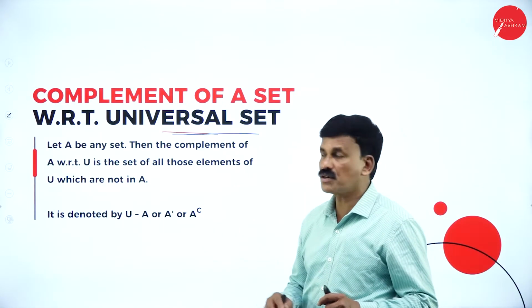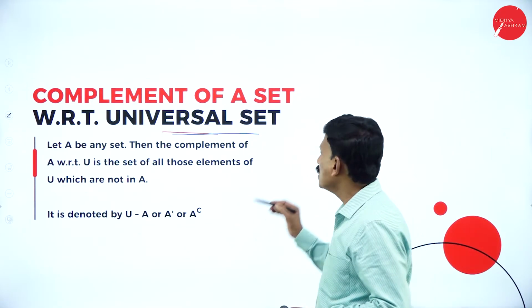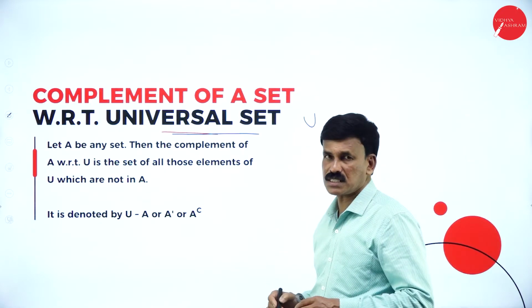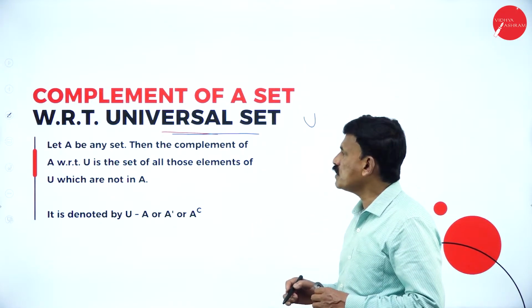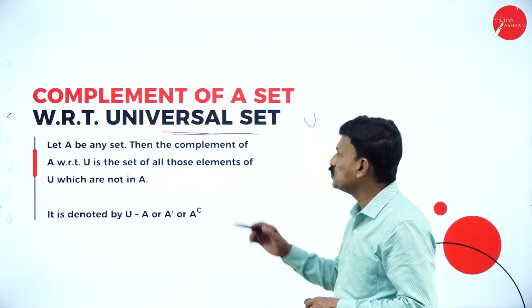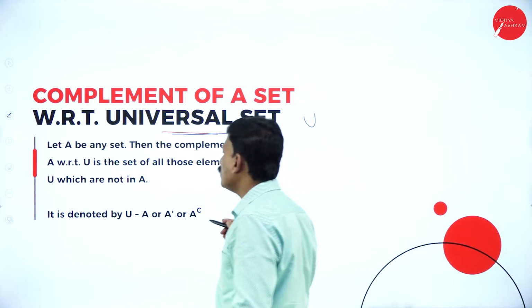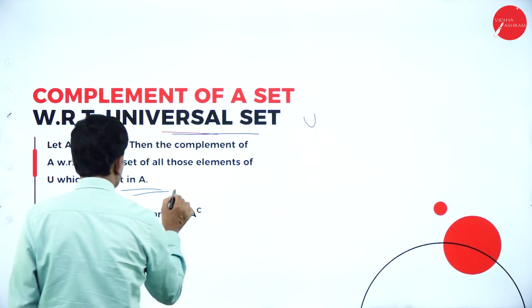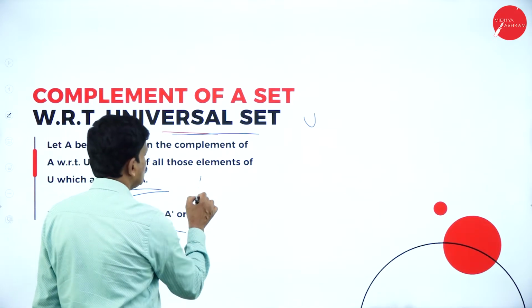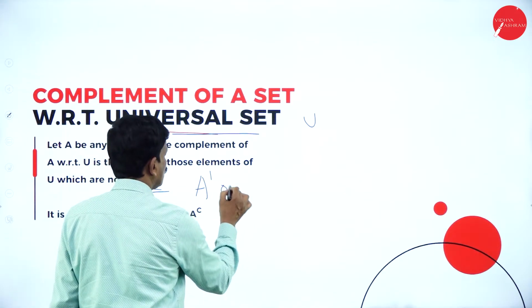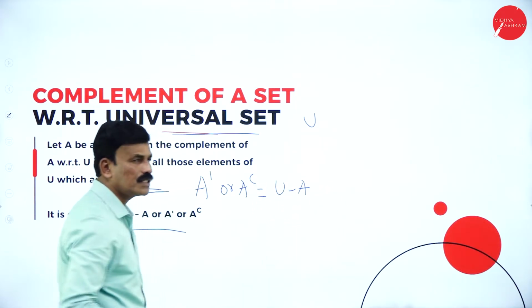Let us discuss the complement of a set with respect to the universal set. Suppose U is a universal set, it is a superset. So let A be a set, then the complement of a set A with respect to U is the set of all elements which are in U but not in A, denoted as U minus A or A dash or A^C. So A complement is the set of elements which are in U but not in A.